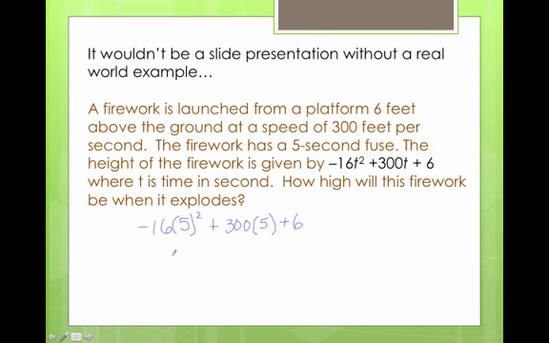So I'm going to go ahead and evaluate this. I've got negative 16 times 25, 5 squared. So I've got negative 400 plus 300 times 5, which is 1500, plus 6. So that's 1100 plus 6. So at 1106 feet, my firework will explode.